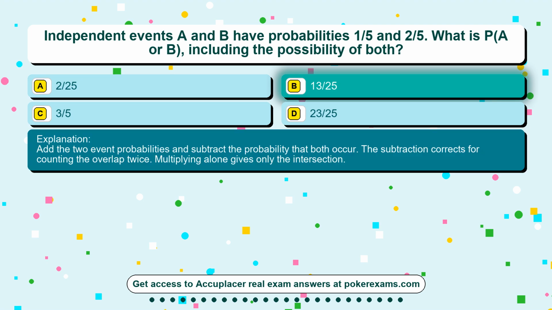Add the two event probabilities and subtract the probability that both occur. The subtraction corrects for counting the overlap twice. Multiplying alone gives only the intersection.